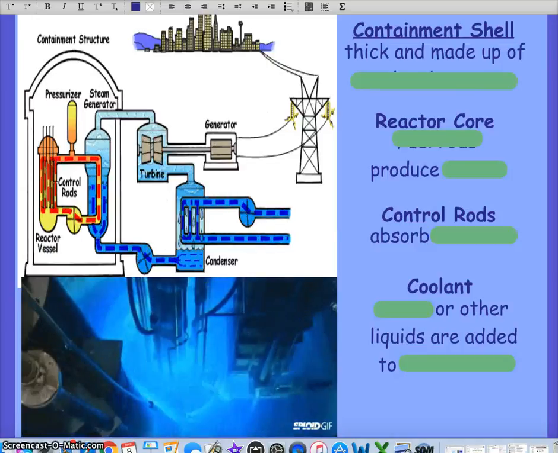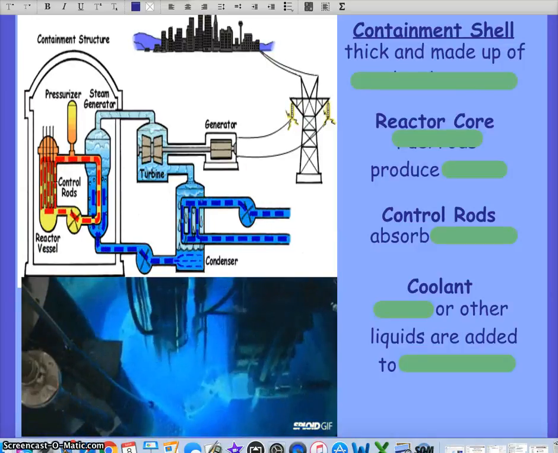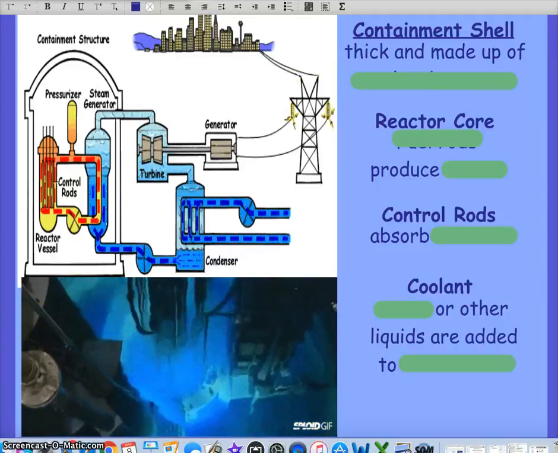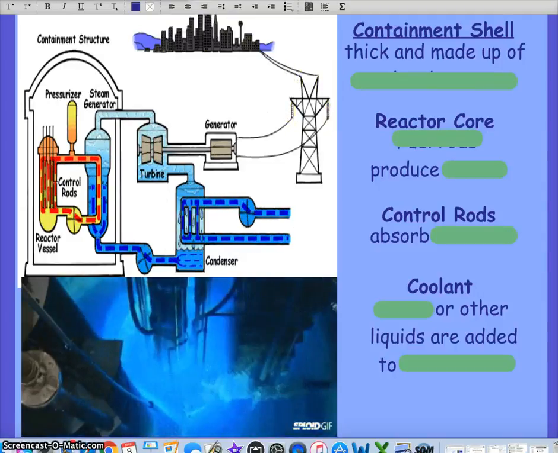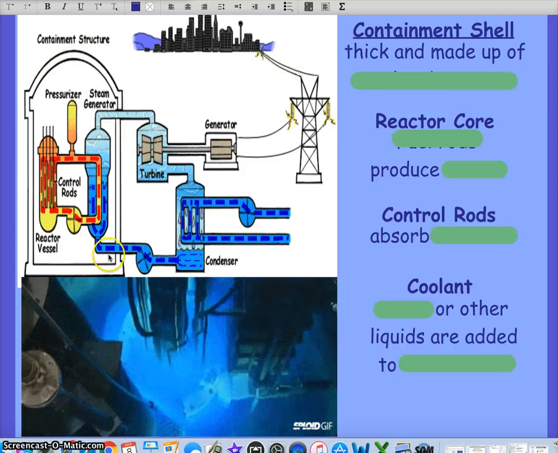The idea behind fission gets applied into a nuclear power plant. And this is what a nuclear power plant function looks like. It looks similar to what? Coal. The biggest difference is going to be right here, okay?